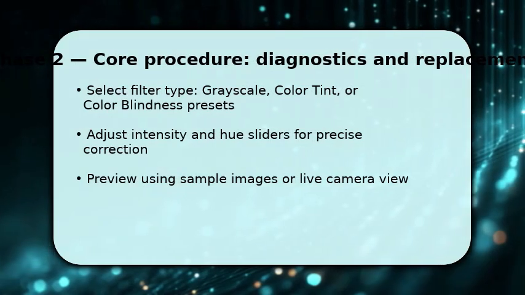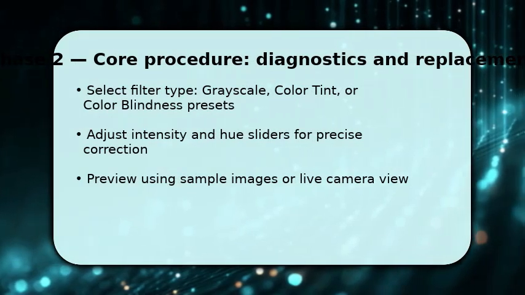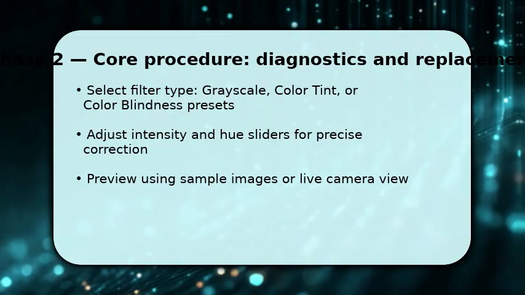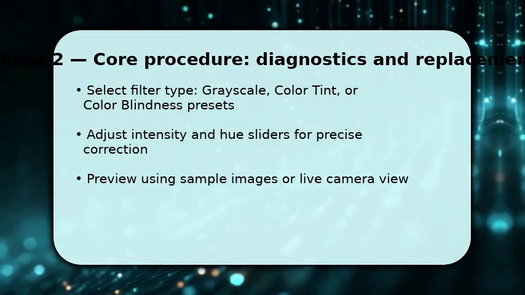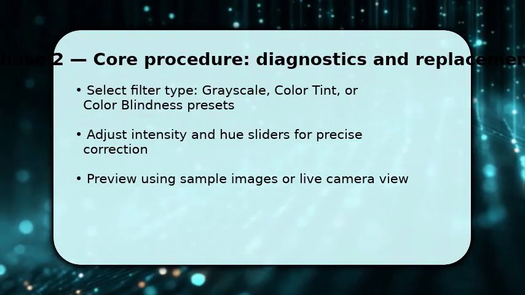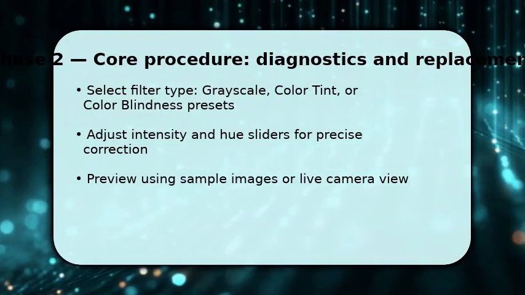Now pick the filter that matches your goal. For color correction, choose Protanopia or Deuteranopia, or use Color Tint for a uniform shift. Once selected, drag the intensity and hue sliders slowly. Small changes make big differences, so adjust in 5–10% increments.